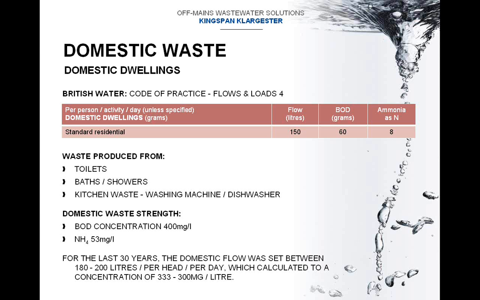The domestic waste strength BOD concentration is approximately 400 milligrams per litre. For the last 30 years or so, the domestic flow was set between 180 and 200 litres per head per day, which is calculated to a concentration of between 300 and 333 milligrams per litre. Due to the fact that water-saving devices have been used, the flow is now reduced to 150 litres.